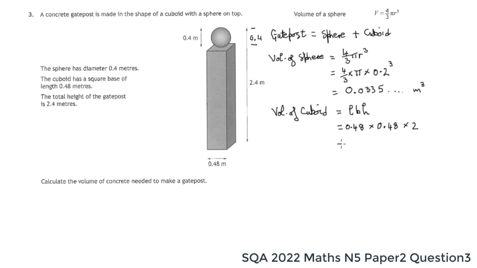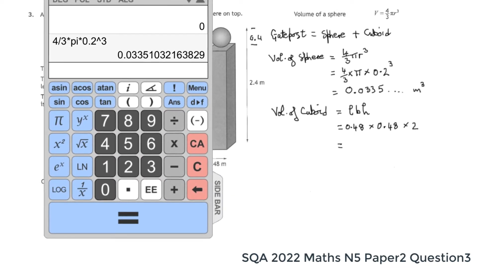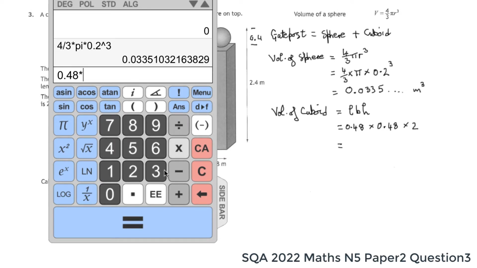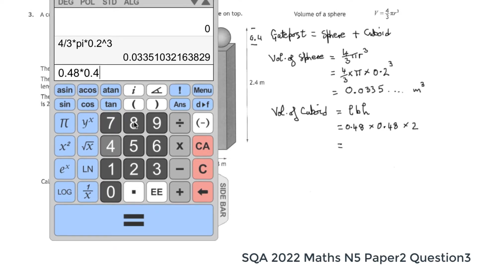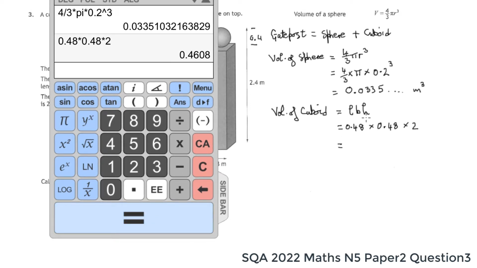So there's our calculation. Let's bring on the calculator to perform that. So 0.48 times 0.48 times 2. And that gives us a grand total of 0.4608. And again, that's cubic meters.